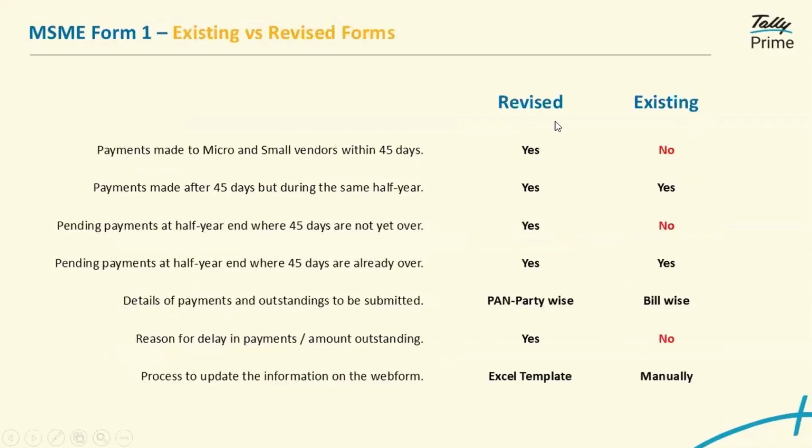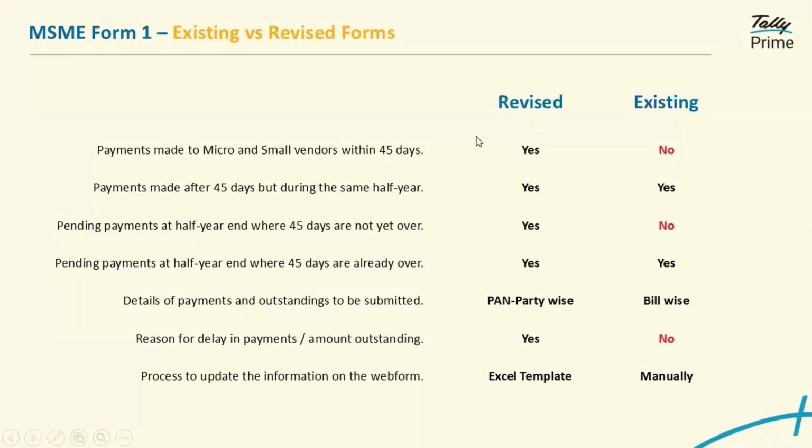So this is just a small comparison: earlier it was just asking you the bill wise detail. Now it is asking PAN party wise detail. Earlier it was just asking for the due payments. Now it is asking even for the payments which are done. So the earlier form was simpler, it was just asking about the overdue payments. The new form is asking for both the payments which are done and the payments which are overdue. And even if the payments are not overdue above 45 days, and if it is pending, the same has to be reported.